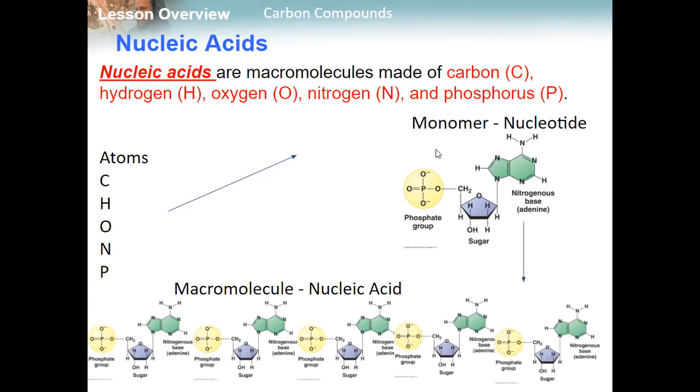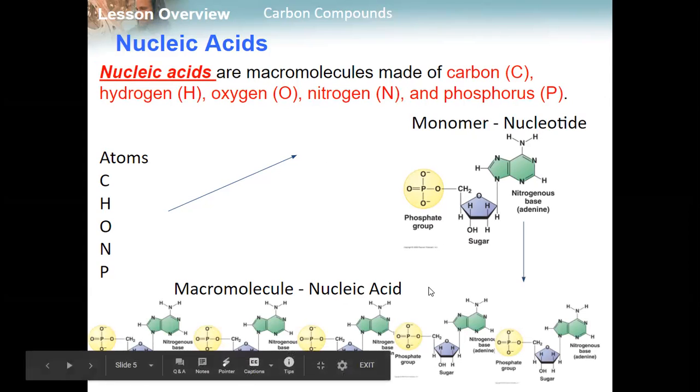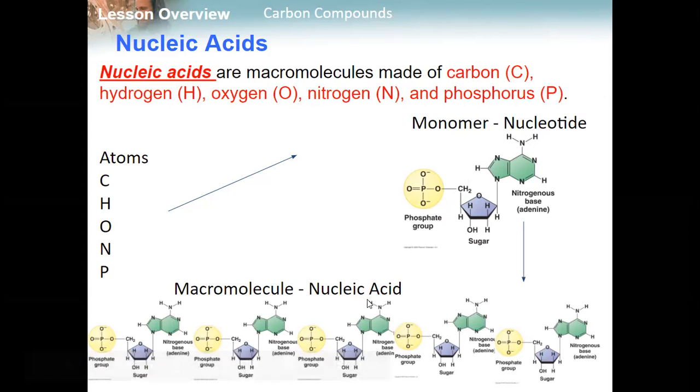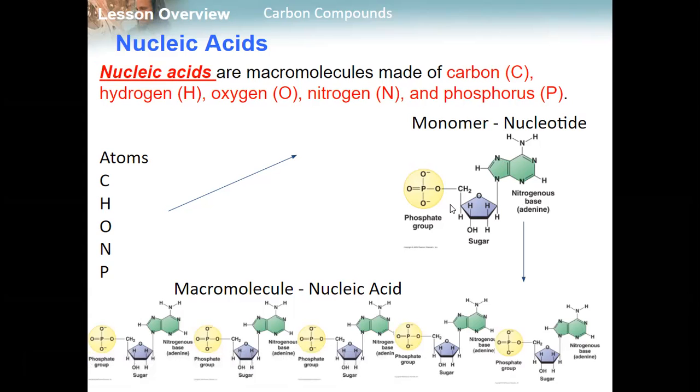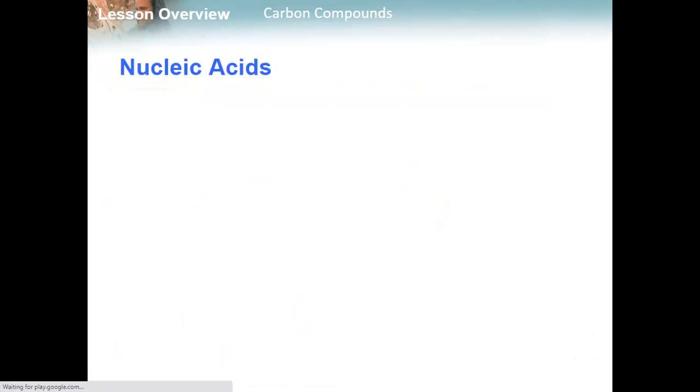So this monomer has a similar sounding name to its macromolecule. That's why it's going to be easy to remember that these two are linked together, because nucleotide sounds a lot like nucleic acid. So remember the monomer that's called nucleotide is just like one puzzle piece, and you put a bunch of nucleotides together, you make a whole big picture. And in this case, the picture represents the nucleic acid.